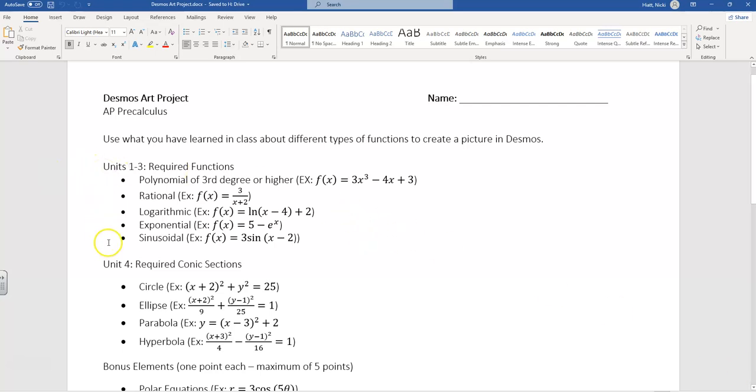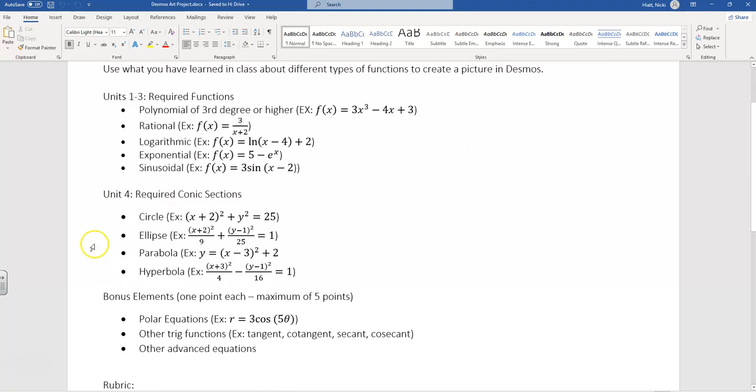You are required to use at least one of each of these 5 right here, which come from units 1 through 3. So a polynomial of 3rd degree or higher, you have to use a rational, you have to use a log, you have to use an exponential, and some type of sinusoidal. It can be cosine instead of sine if you would rather. There. So you have to have all 5 of those, at least one. You can use more than one if you want, because sometimes you need more than one to get the picture to look like you want.